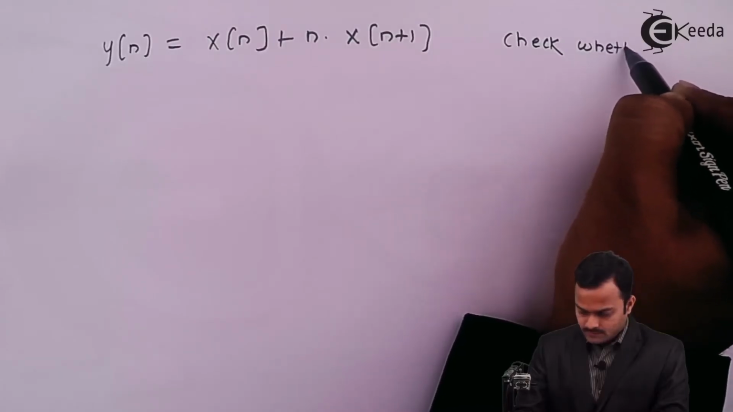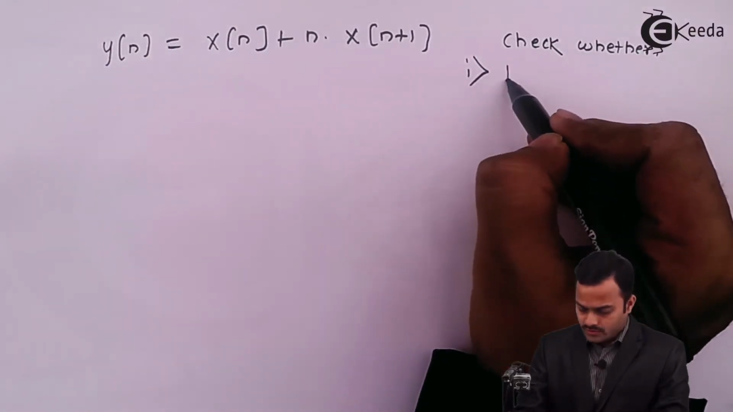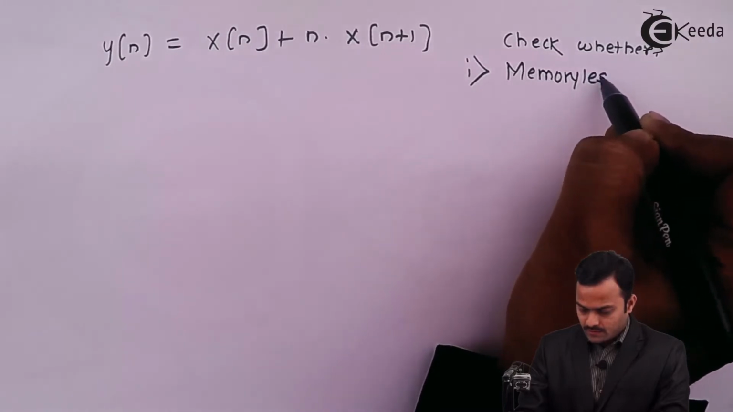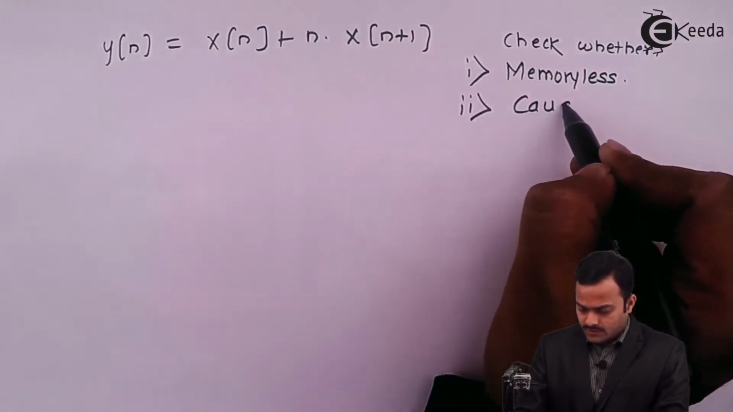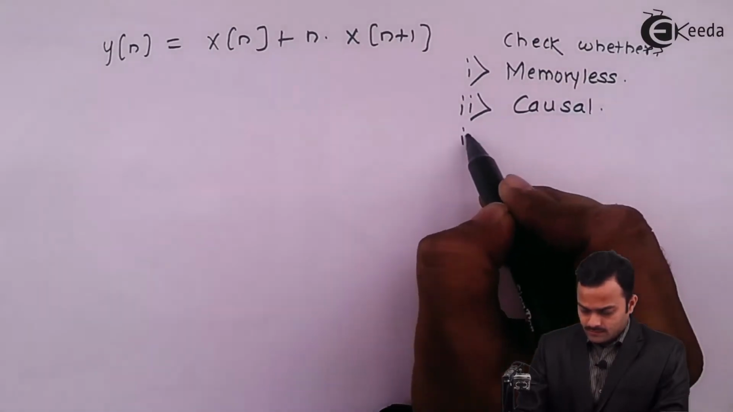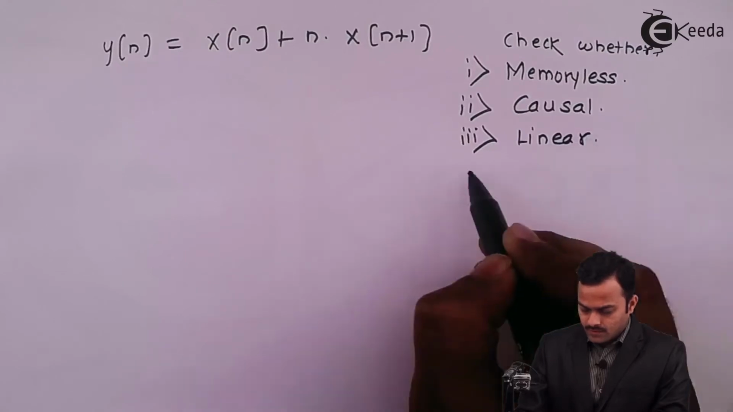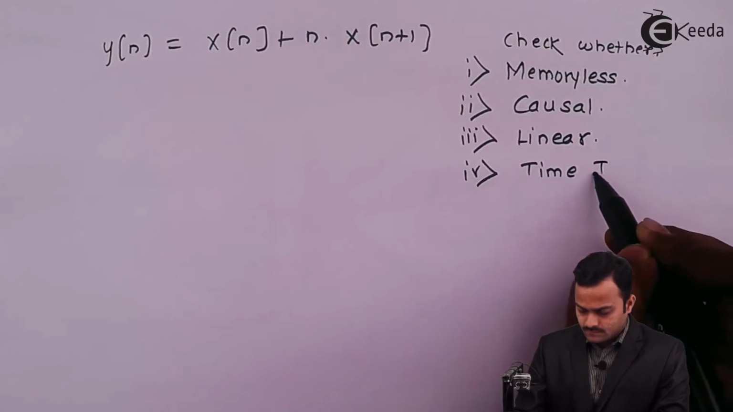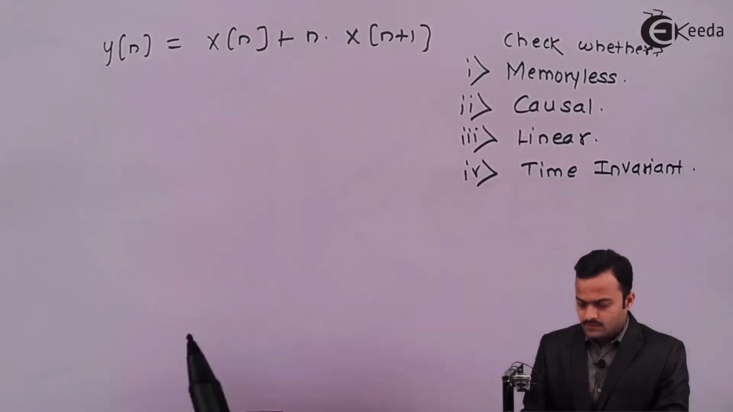whether it requires memory or not. That means whether it's a memoryless or not, that we have to check. Then we'll check for the causality, linearity, and in the end, time invariance. So let's solve one by one.